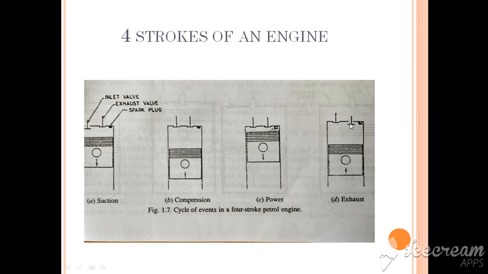You can see here in the compression and the power stroke, both the valves are closed. Whereas in the inlet suction stroke, inlet valve is open, and in the last exhaust stroke, exhaust valve is open. So in the exhaust stroke, the exhaust valve gets opened, and as the piston moves from bottom dead center to the top dead center, the burnt gases are pushed out by the piston. This process is also known as scavenging, and all the burnt gases are thrown out to the exhaust manifold, and this process is carried out in the exhaust stroke. So there are four strokes of the engine.